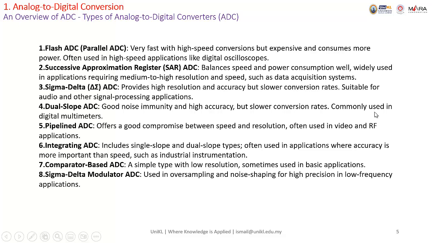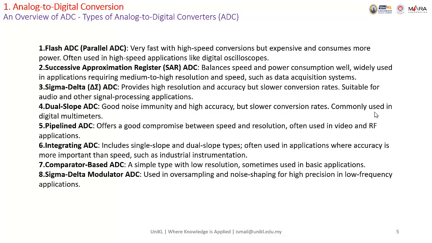Okay. There are a lot of types of ADC available. The first one is maybe the flash ADC, very fast with high speed conversion but expensive and consuming more power, often used in high speed applications like the digital oscilloscope. Okay, this is the flash ADC. We will see the circuit later on. That's just to understand what a flash ADC is. Flash, just like a flash, it works very fast.